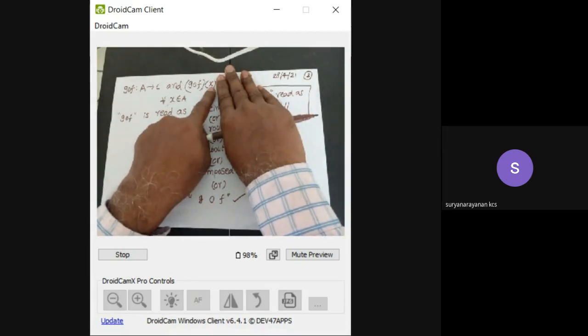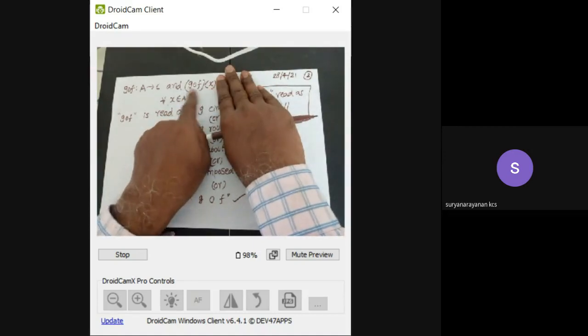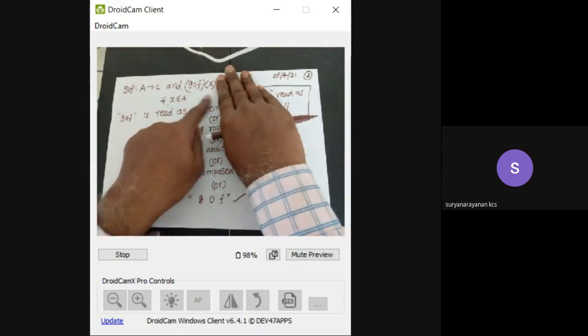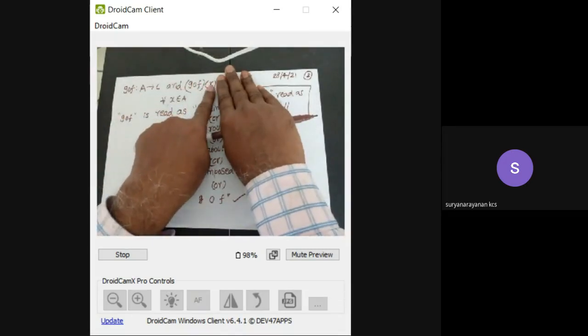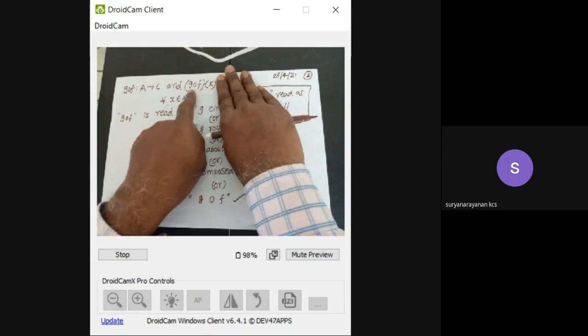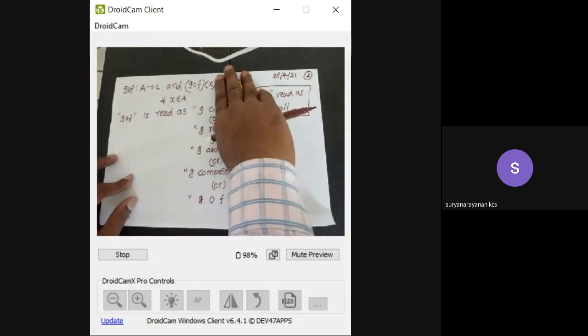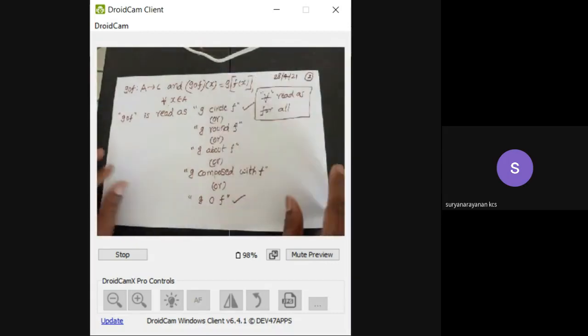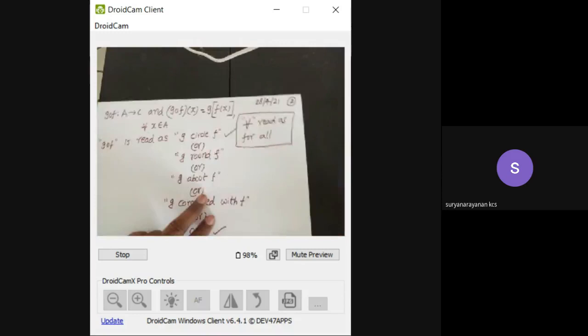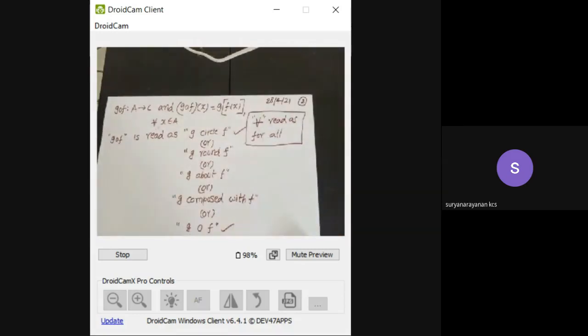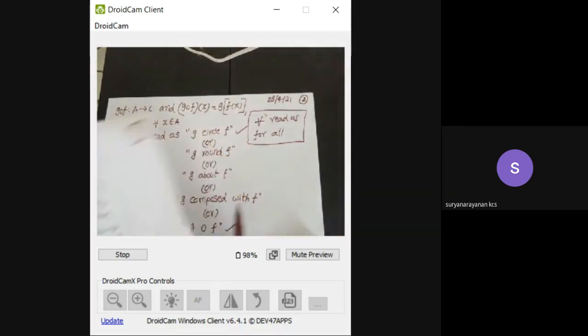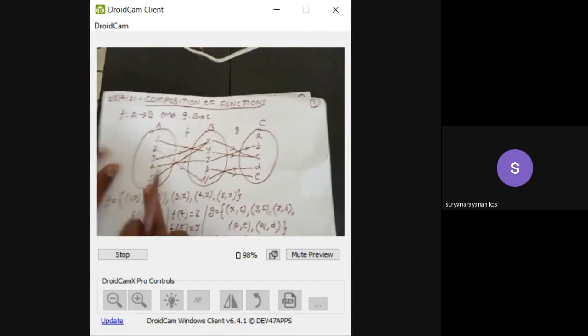This element belongs to the domain of the function. What is the name of the function? G circle F. So this entire notation denotes the image of element X, or the value of this function G circle F at X. In two different ways we can take the meaning. Okay, now come to this question. We have to take the elements from the domain only to denote.